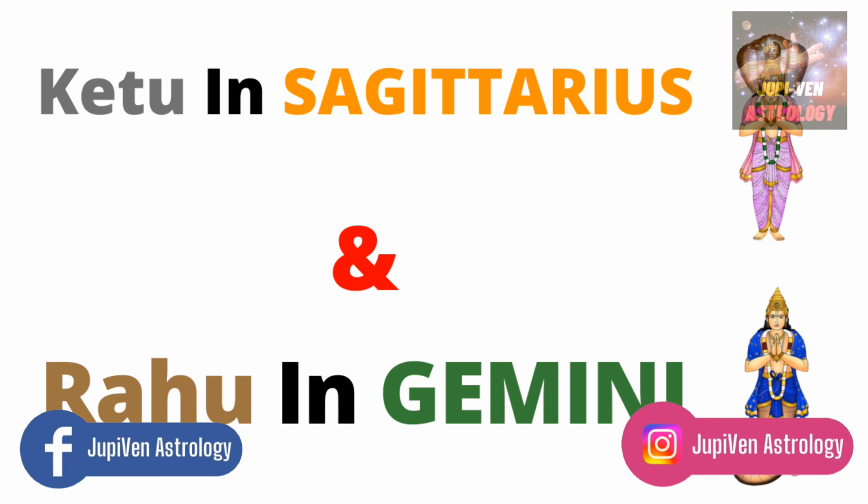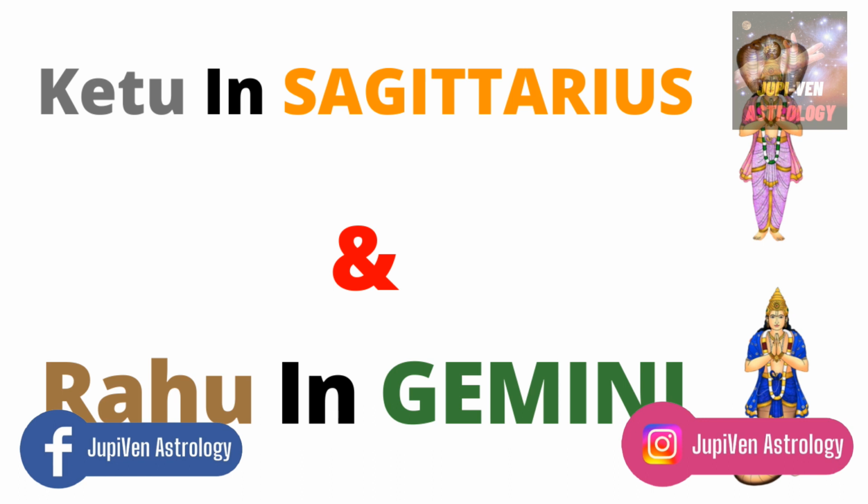Okay, one advice I would like to give you: if you have Ketu in Sagittarius and Rahu in Gemini, in this axis you must avoid overconfidence. Optimism is good, confidence is good, but overconfidence is not good, especially for you, or over expressiveness, because if that comes inside you, then it may lead to your downfall.